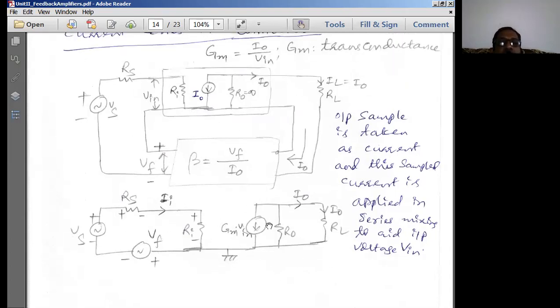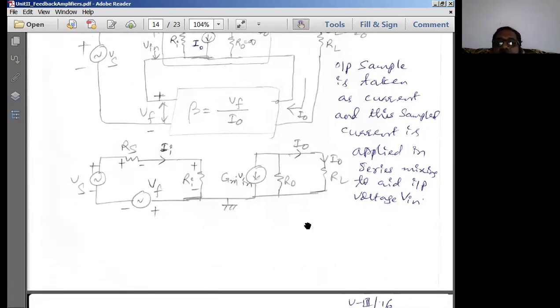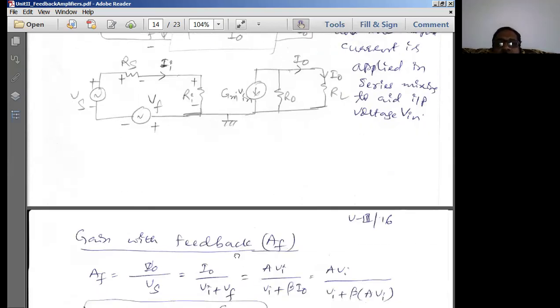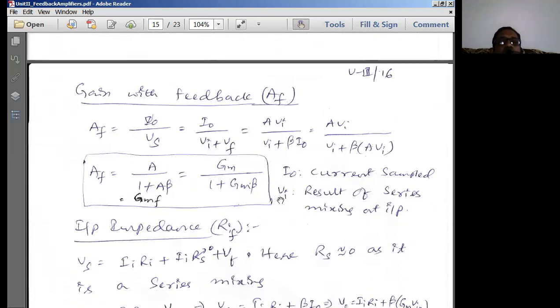Output side I am going to replace by a current source, a circle with an arrow mark, with parallel resistance R0. So R0 is taken as the internal resistance of the current source. Now we know the ideal current source internal resistance is going to be infinity. Therefore the output resistance of an amplifier in this configuration is going to be infinity, that is maximum, tending to infinity. So Rof should become equal to Ro into 1 plus A beta. This A is replaced by Gm. Same thing we normally repeat. Let's start going for this.